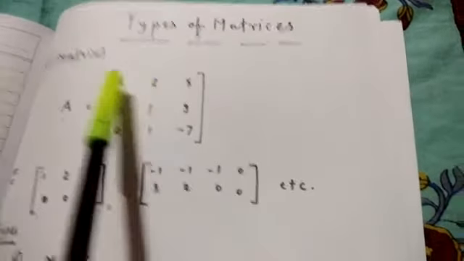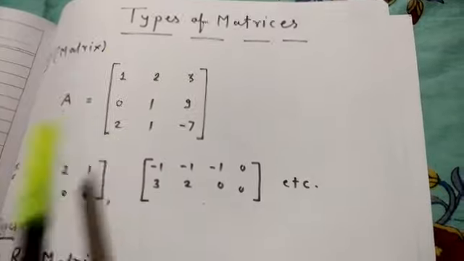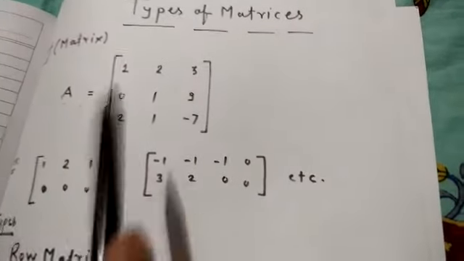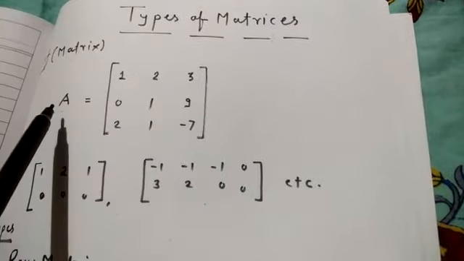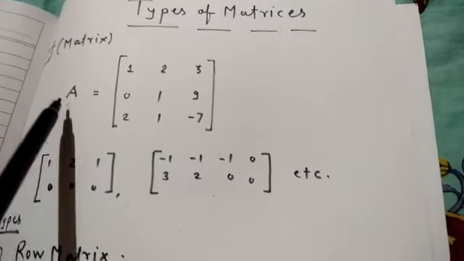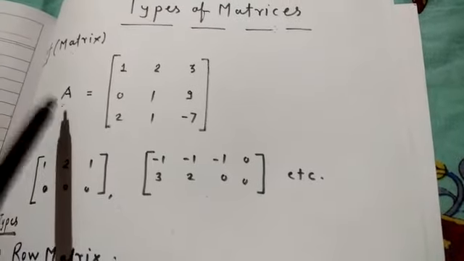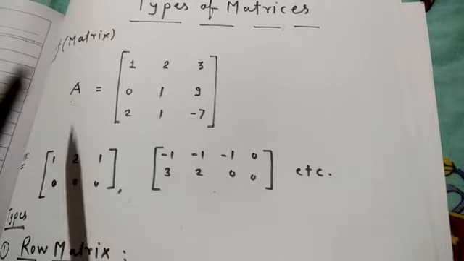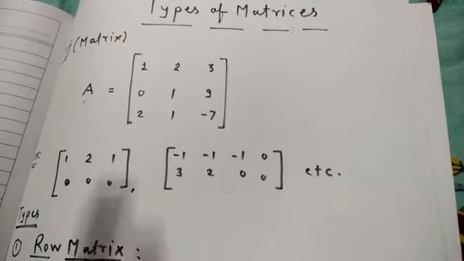Matrix is the combination of numbers enclosed by a square bracket. This is a matrix. Every matrix is denoted by a capital letter of the English alphabet. As you can see, this is a matrix which is known as capital A. These are two other examples of matrices.